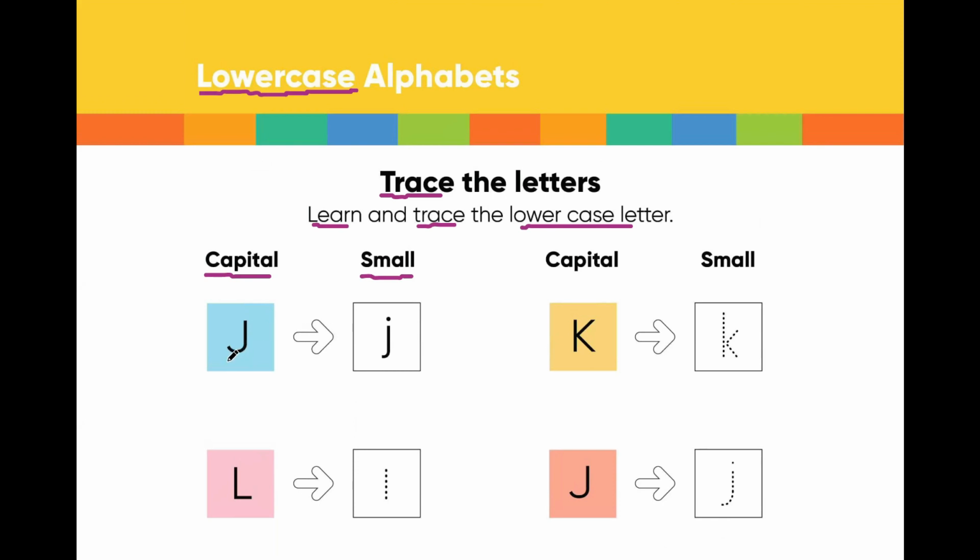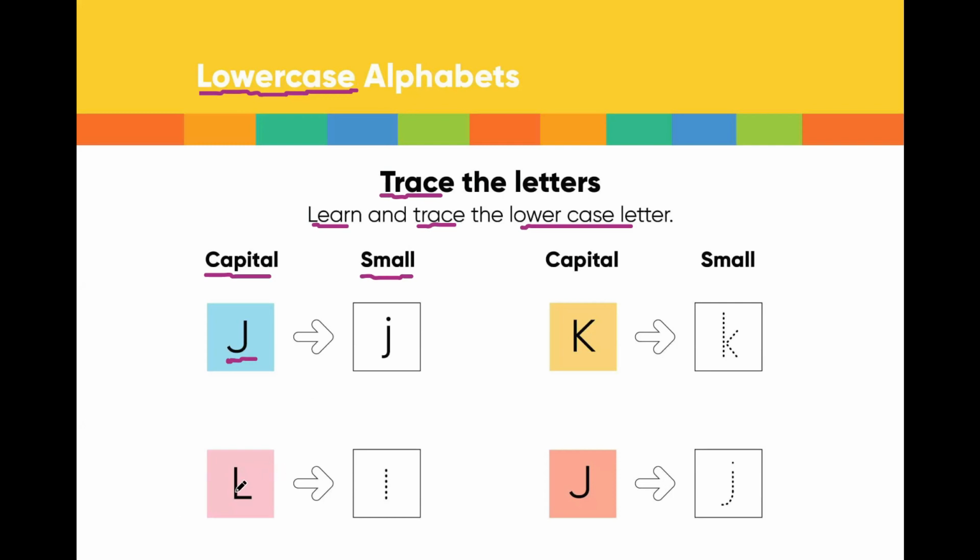Now here you can see that in this blue box, we got the capital letter, and in the white box, we got the lowercase letter. Here, the lowercase letter J is already traced, and in the remaining tasks, we would learn how we can trace these lowercase letters which are present in the white box.